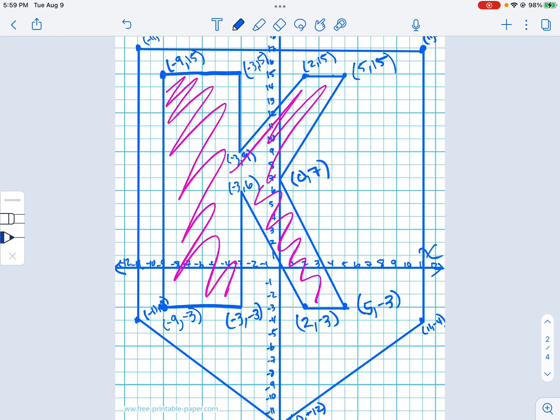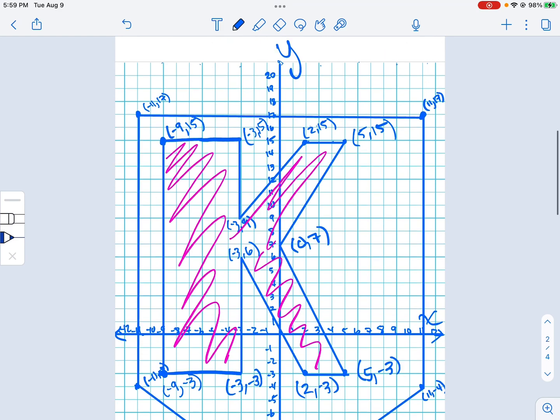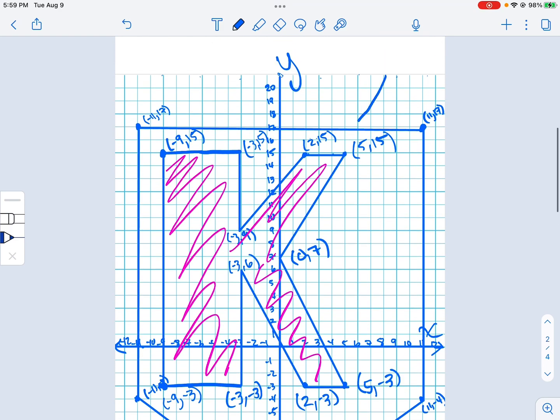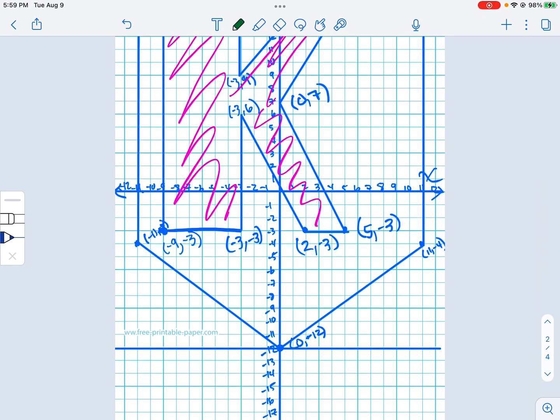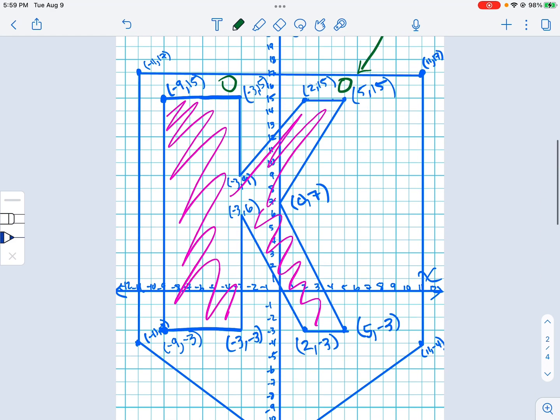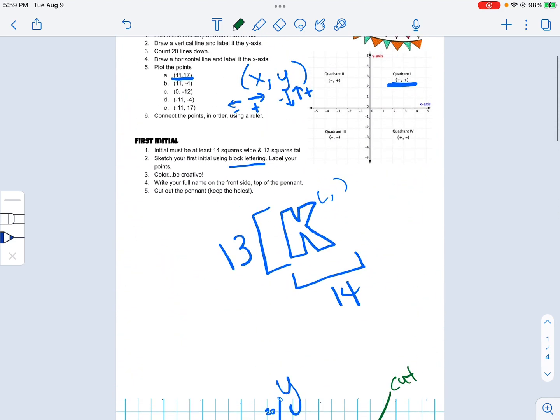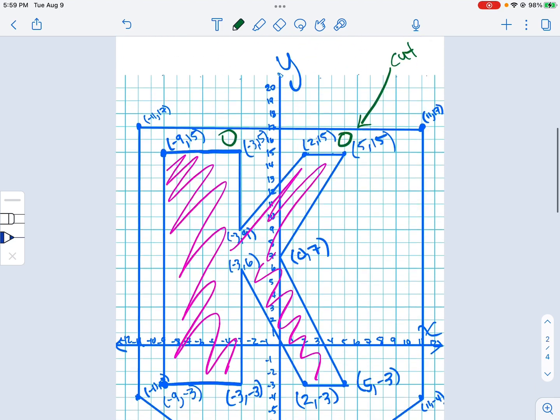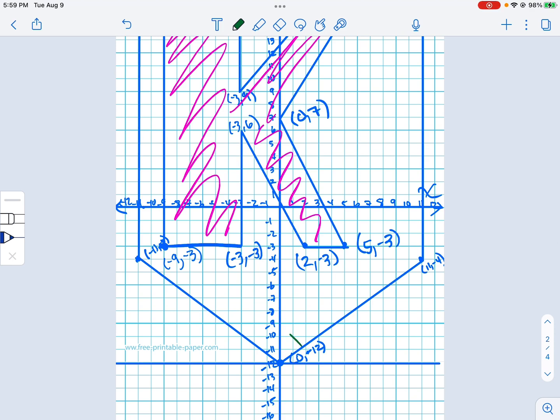Then you'll cut out on the outside. So you're going to then cut this line. Oh, I should do a different color. Cut here. Okay, and yours should have 2 little holes right here so that we're able to hang this on the wall. And then you write your full name on the front of your pennant.